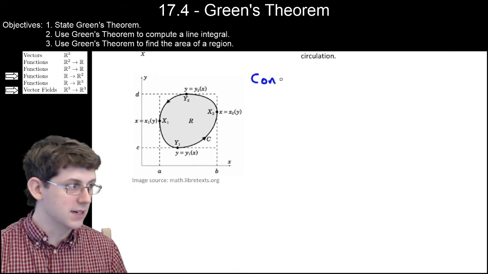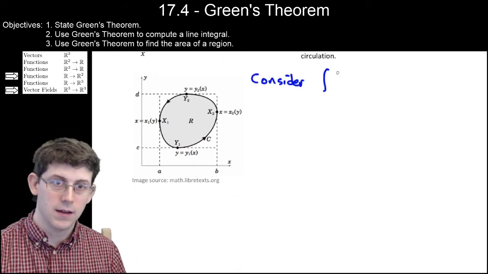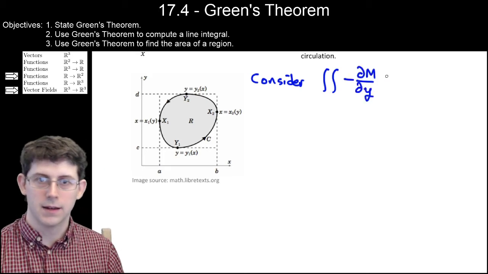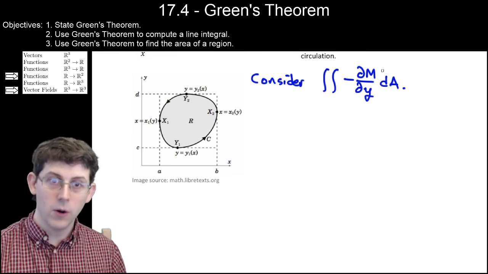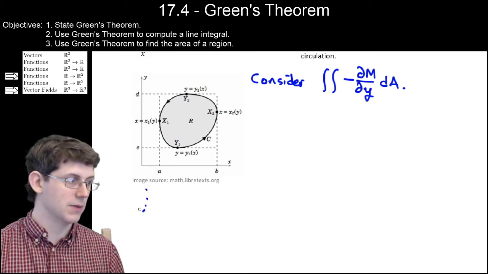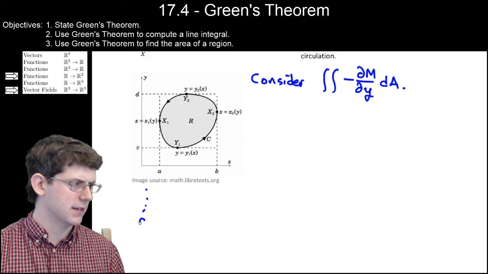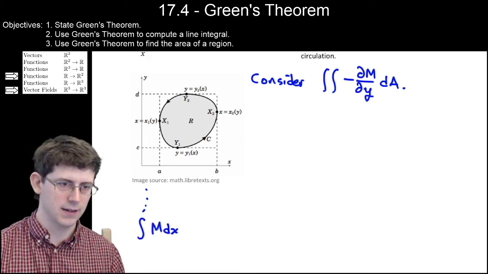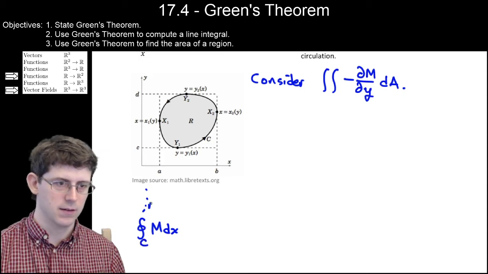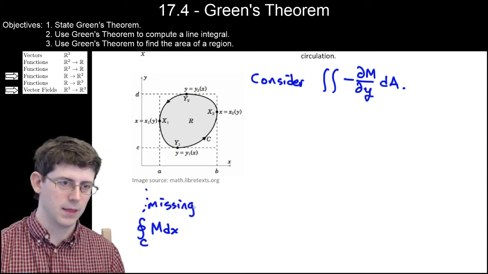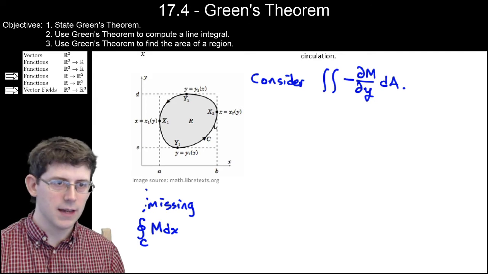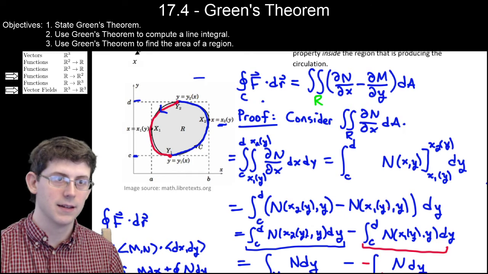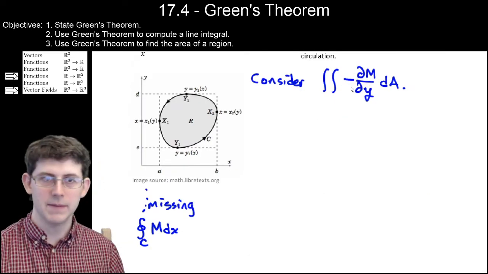So now we're considering the integral of minus partial m partial y dA. I'm hoping that this equals the thing that we were missing from before, which I guess was m dx, because we found n dy. The n dy part was the partial n partial x part. Okay, let's see if we can make it happen.